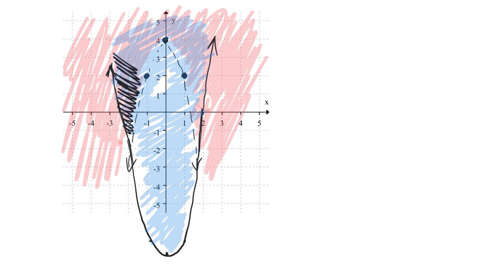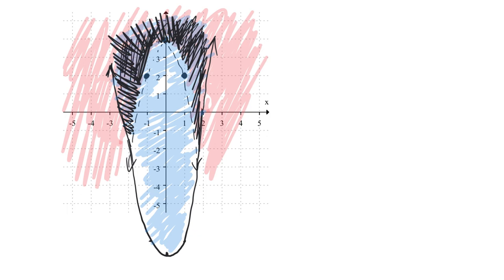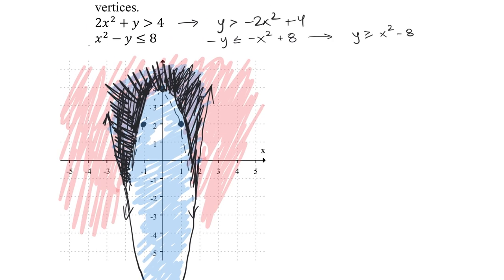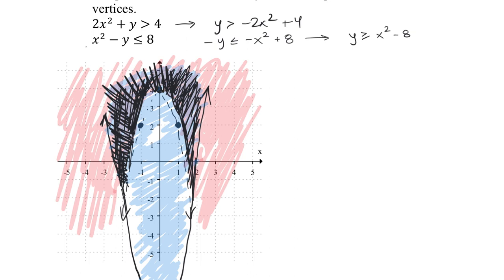Here, up around the top, down into that corner. This is the area that contains the shaded regions of both graphs. So that's the solution set. The directions of the problem are to graph the solution set. So that's what that is.